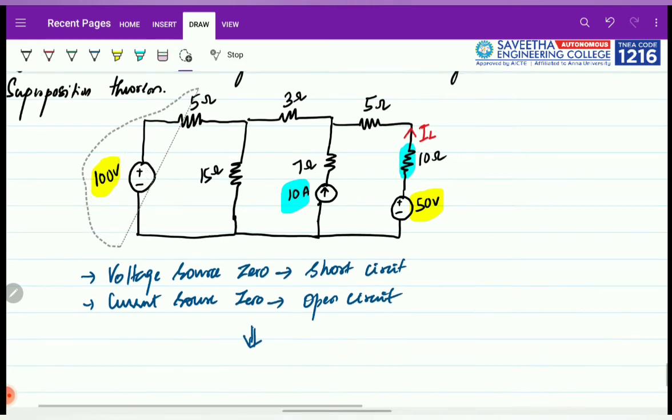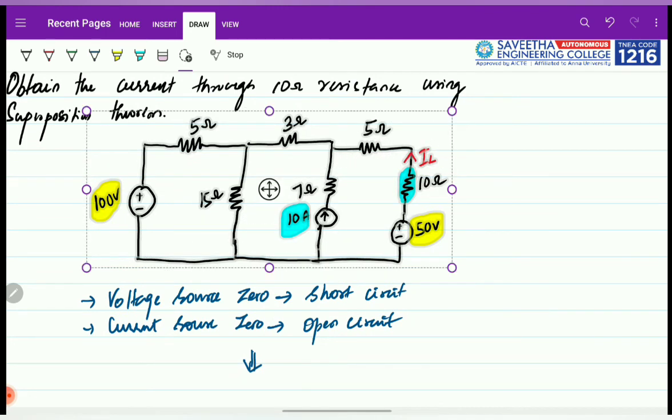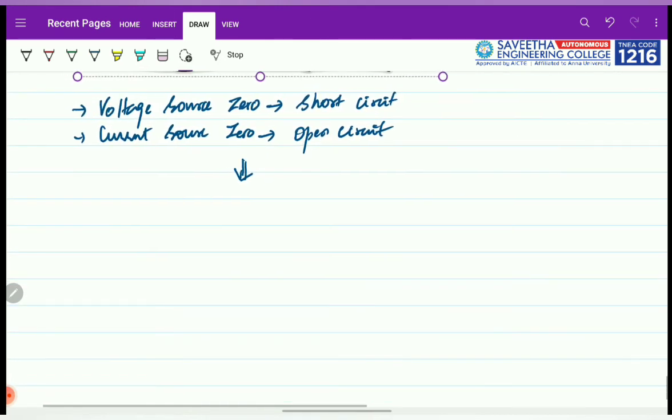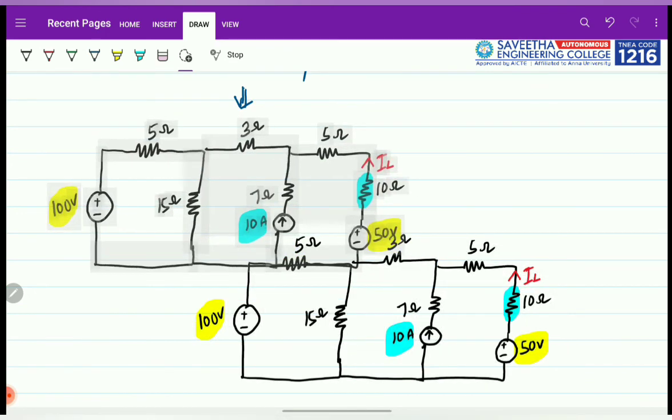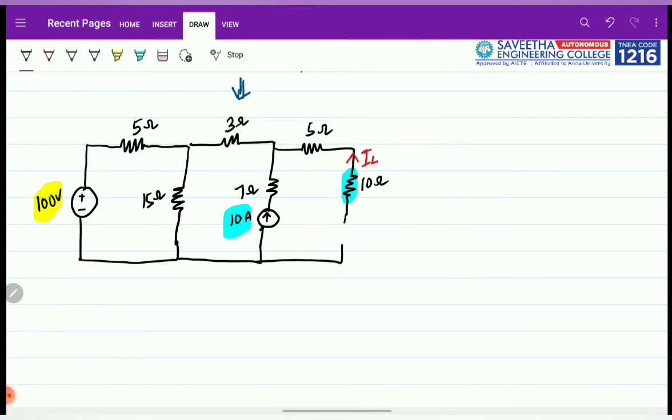Let me copy the circuit. So I copied this circuit, and it can be drawn in this way. Let me consider this as the first way of solving. I will keep my first source of 100 volt as it is, and I will remove the other sources. The last source is a voltage source, so I will short circuit it, and this one given here is a current source.